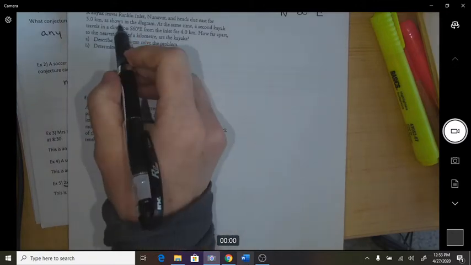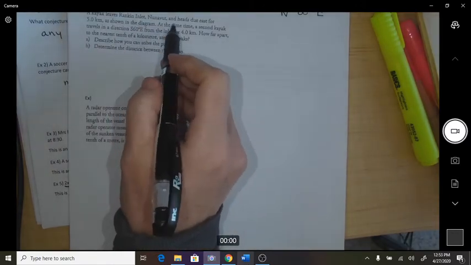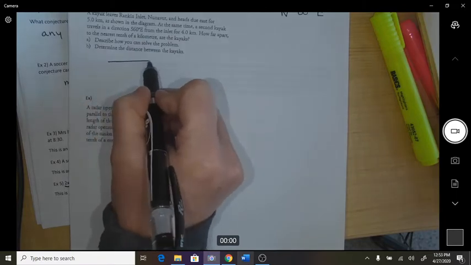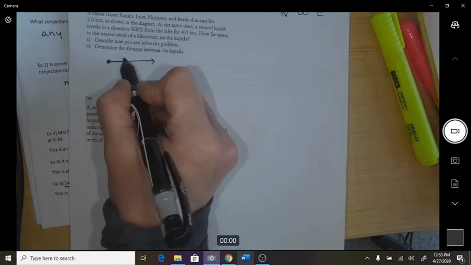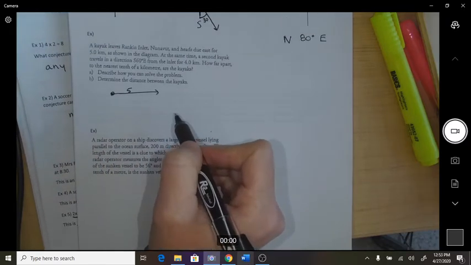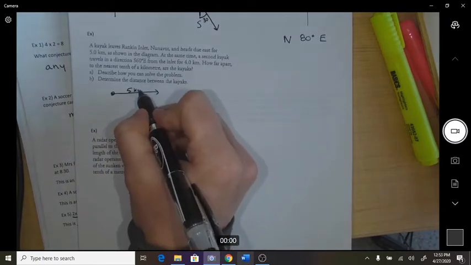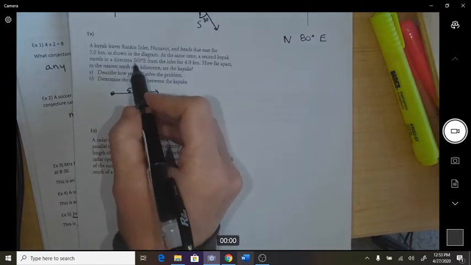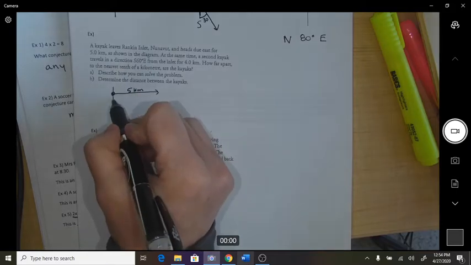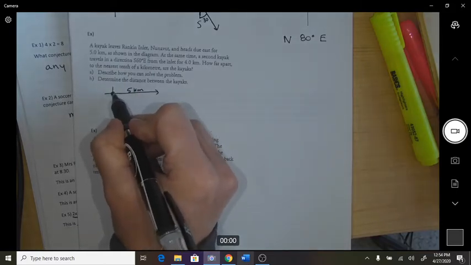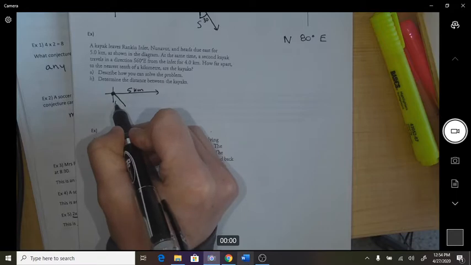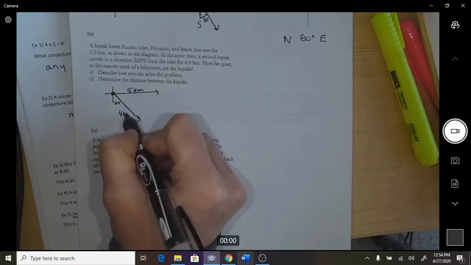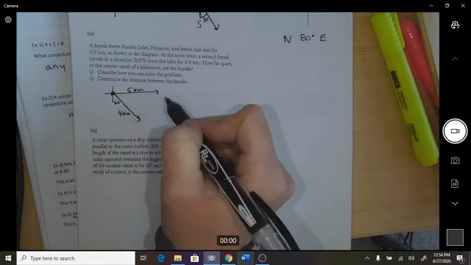Okay. A kayak leaves and heads due east for 5 kilometers. So that's due east for 5 kilometers. At the same time, a second kayak travels south 60 degrees east for 4 kilometers. How far apart are they?